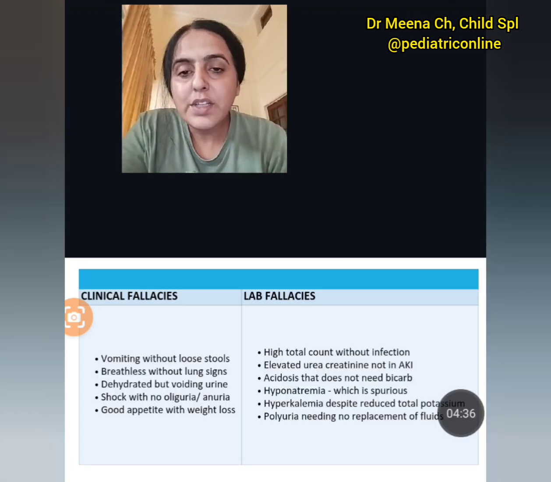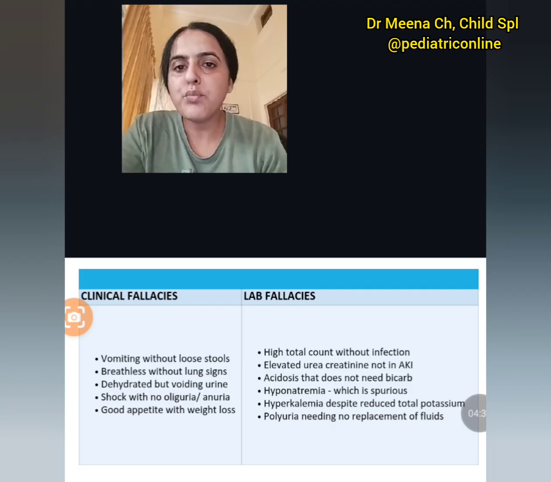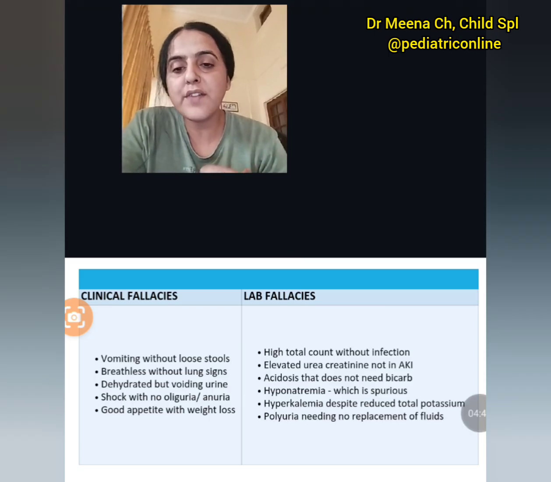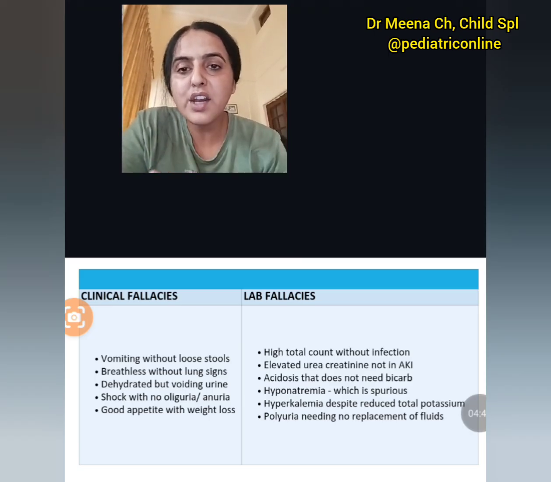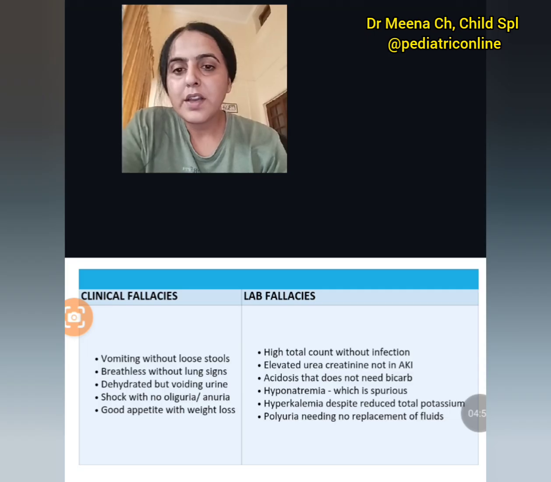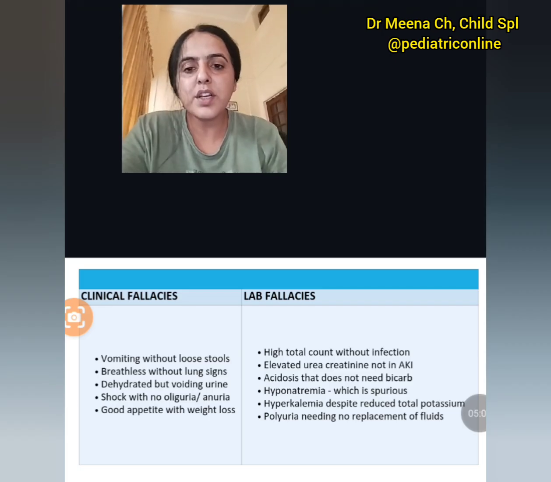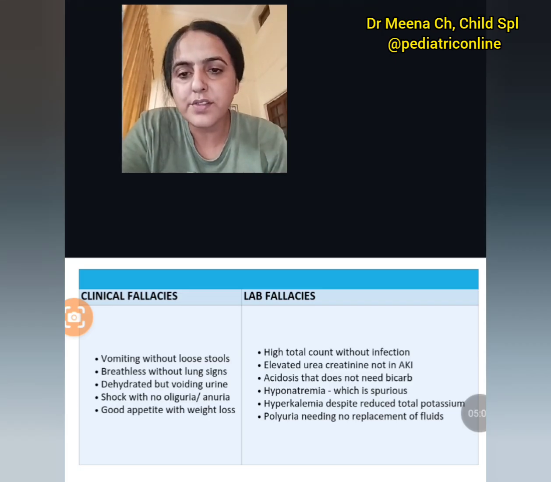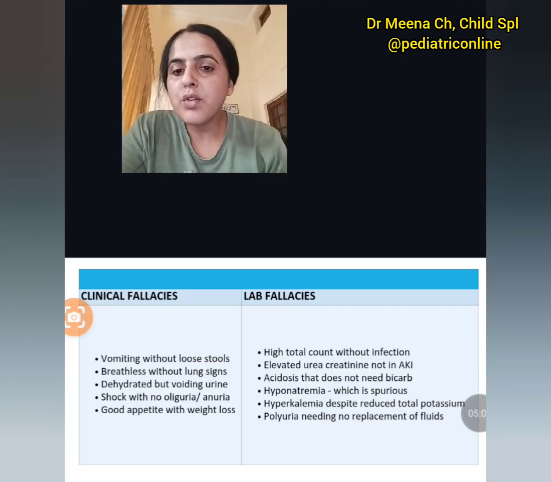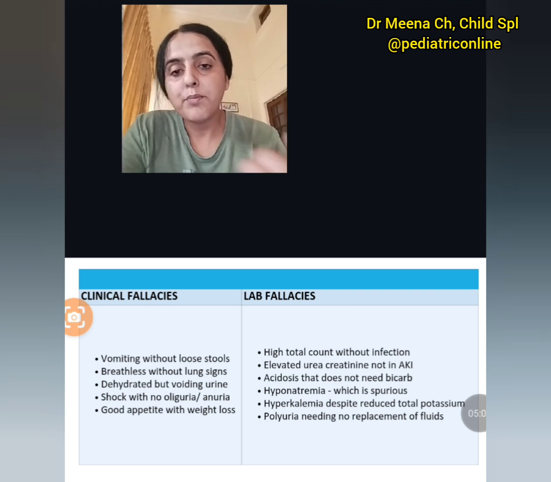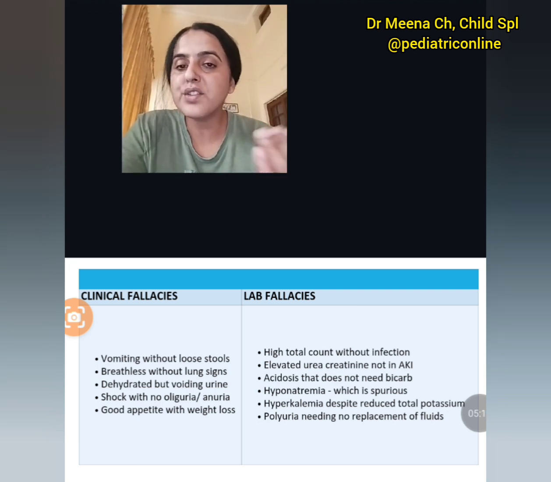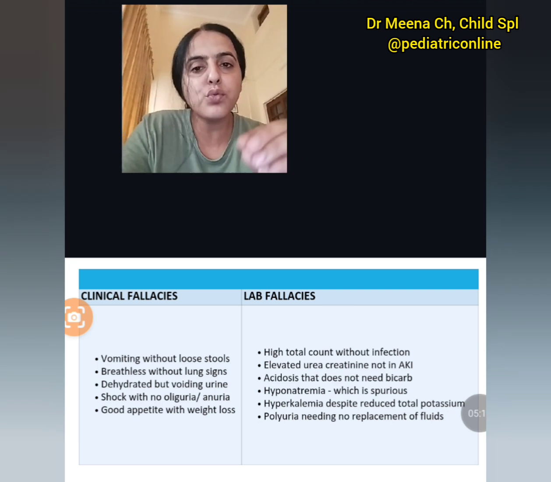The clinical clues that point towards ketoacidosis: one is the patient is having vomiting, but there are no loose stools. Patient can present like that also. Patient is having fast breathing, but underlying there are no respiratory signs. Patient is looking dehydrated, but the patient is voiding urine. There is no decreased urine output because there is osmotic diuresis. Patient is shocked but without oliguria or anuria. Patient was polyphagic in history, but there is history of weight loss. So these are the clinical clues towards diabetes.